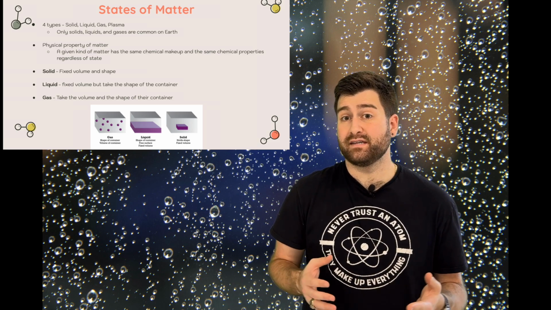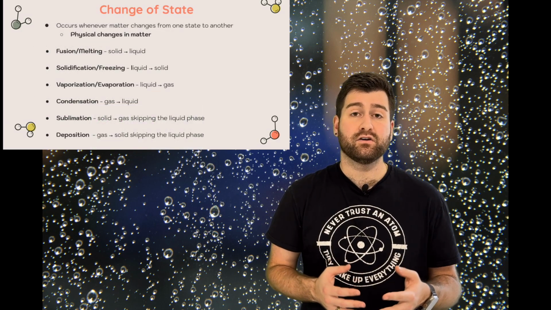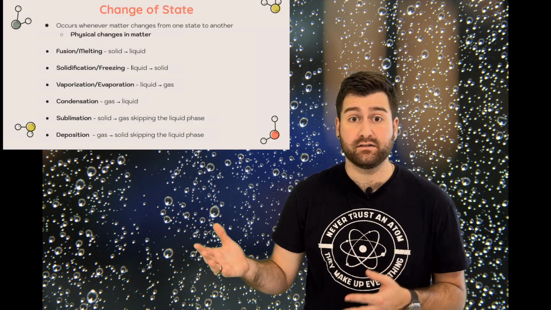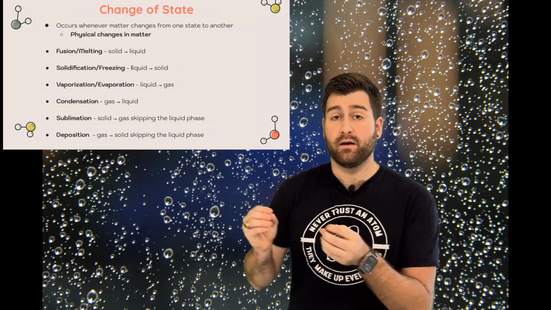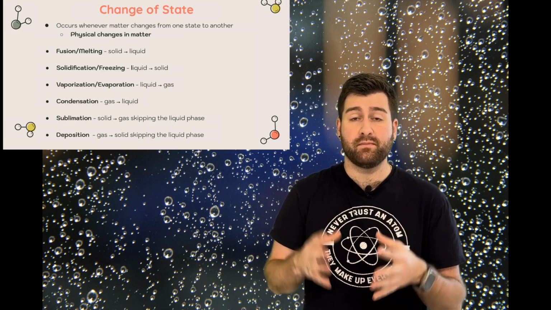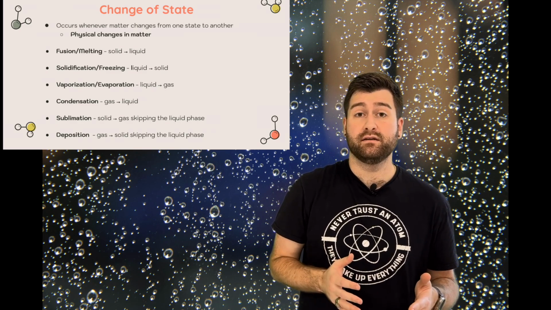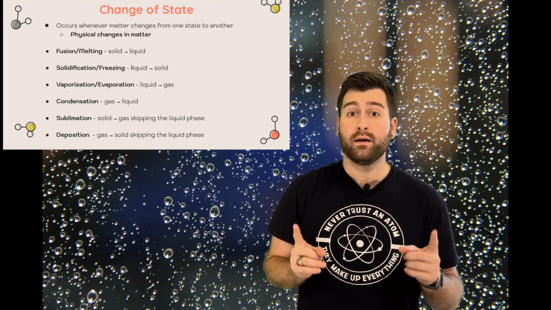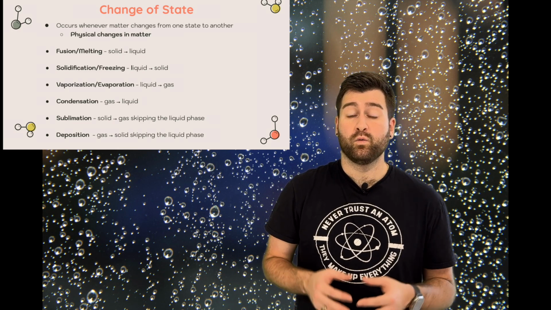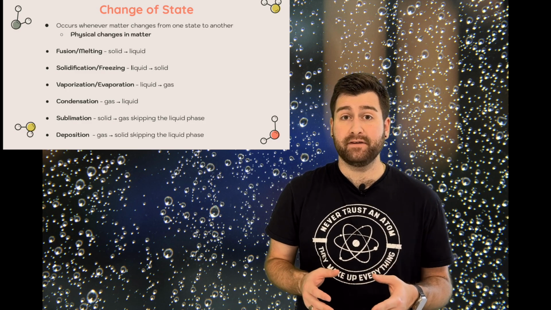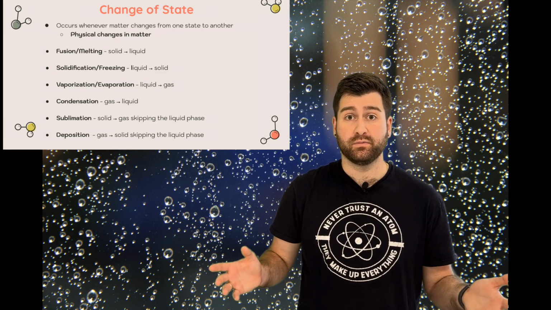Now that we've talked about what the states of matter are, let's look at the changes of state. This occurs whenever matter changes from one state to another, and these changes are all physical. Again, changing from ice to water does not change the chemical properties of water. They remain the same. When a solid becomes a liquid, it is known as fusion or melting. An example of this is an ice cube melting into water. When a liquid becomes a solid, it is known as solidification or freezing. An example of this is water freezing into an ice cube.